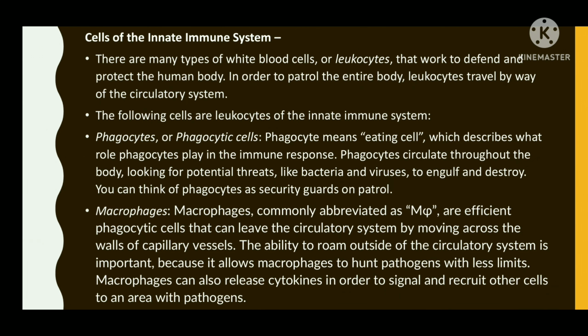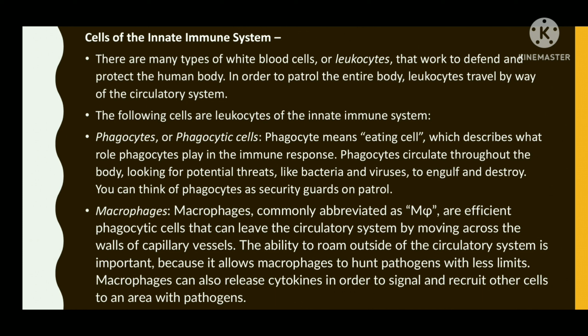Cells of the innate immune system. Basically, the cells of the innate immune system are also known as the cell mediated immune system or cellular system. There are many types of white blood cells or leukocytes that work to defend and protect the human body against foreign particles. In order to patrol the entire body, leukocytes travel by way of the circulatory system, the blood circulation. The following cells are the leukocytes of the innate immune system.